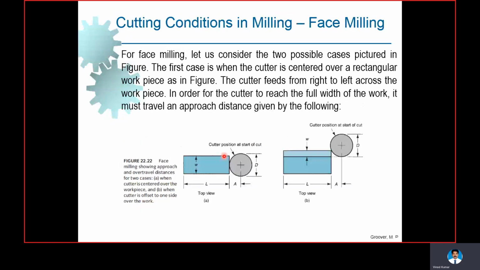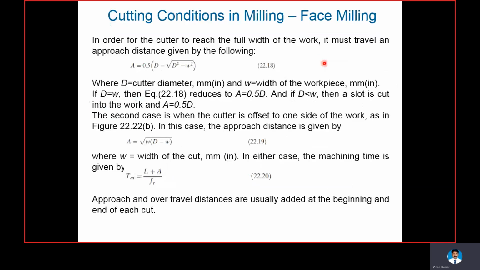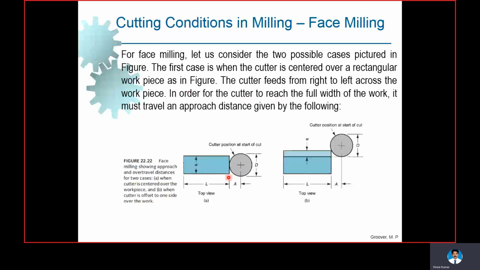Now we come to a face milling operation. In a face milling operation, we have these equations. You see here, this is the first condition, where the approach is taken. In a face milling process, consider two possible cases. This is the first case and this is the second case. The first case is when the cutter is centered over a rectangular workpiece. Here the cutter is centered over a rectangular workpiece.